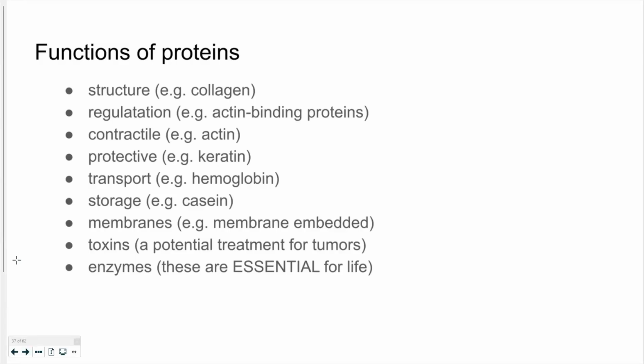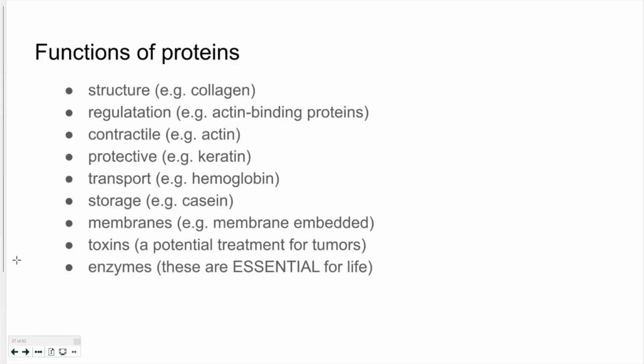All right, so what do proteins do in the body? All the dang things. They can be structural, like your collagen that makes your skin elastic. They can be for regulation, like moving things around in the cell when it's time for the cells to reproduce. They can be contractive, so that can allow your muscles to contract so that you can move around. They can be protective, like the keratin in your fingernails. They can be used for transport, like the hemoglobin that moves oxygen and carbon dioxide around your body. They can be used as storage. The protein in milk, casein, is broken down to release energy.